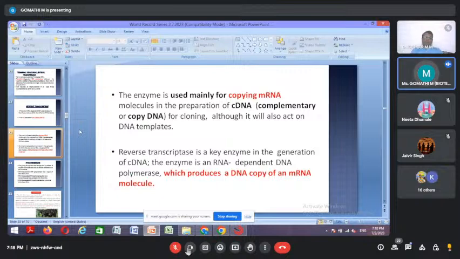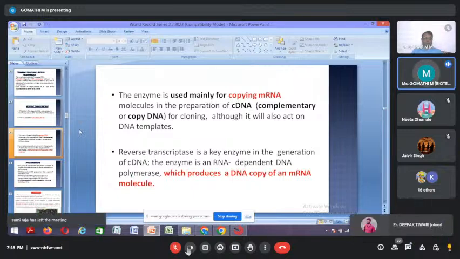This enzyme is mainly used for copying mRNA molecules in the preparation of complementary DNA for that mRNA. It is a key enzyme in the generation of cDNA, that is, complementary DNA. The enzyme is an RNA-dependent DNA polymerase which produces a DNA copy of an mRNA molecule.